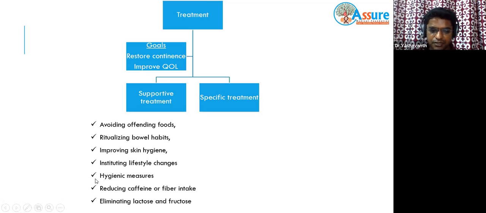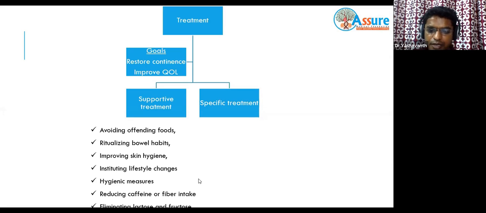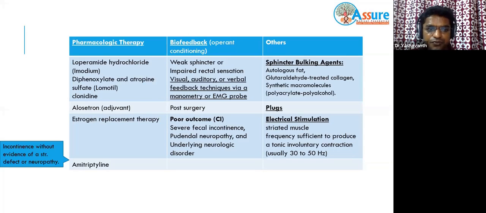using sometimes freshness or the deodorant specifically. This is more for a westernized society, and reducing caffeine and fiber intake will help, and eliminating lactose also and fructose will help in few patients, which increases the frequency of stool. And in specific therapy, you have pharmacological, biofeedback, and others.